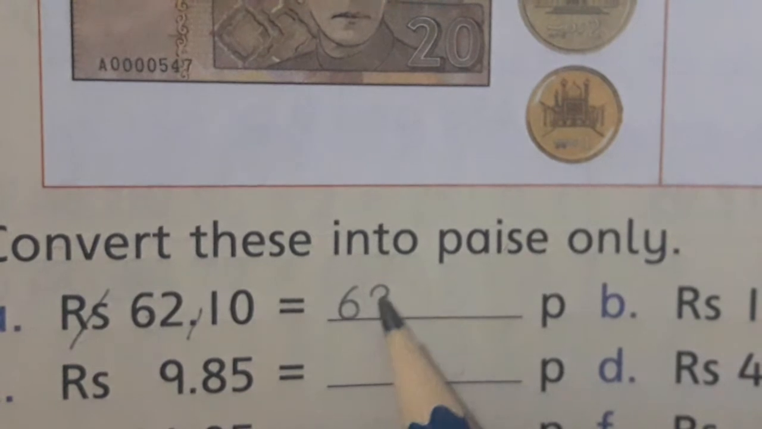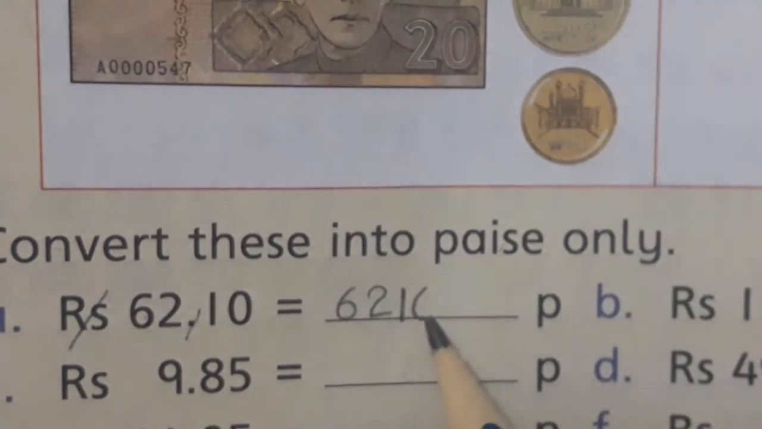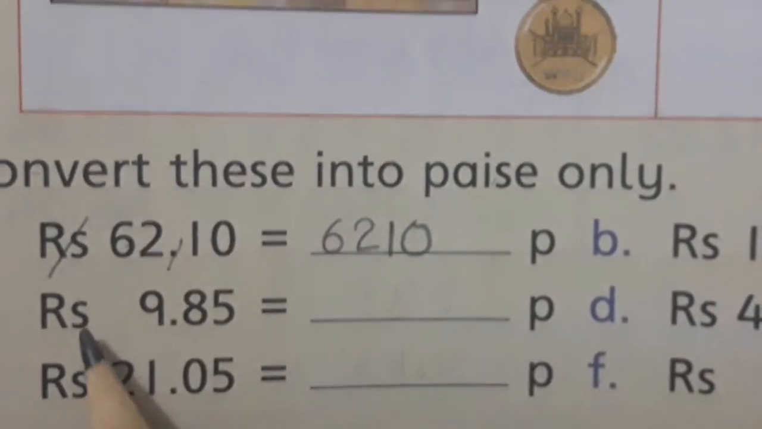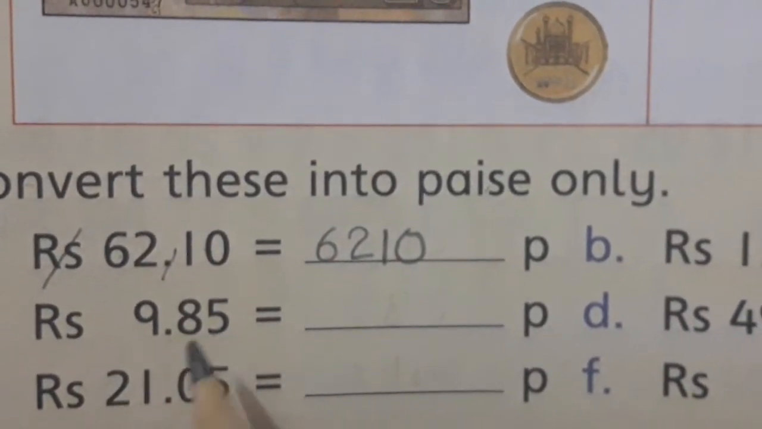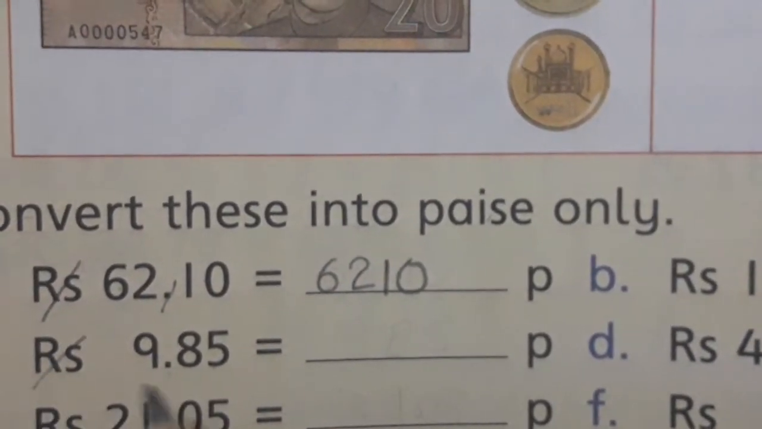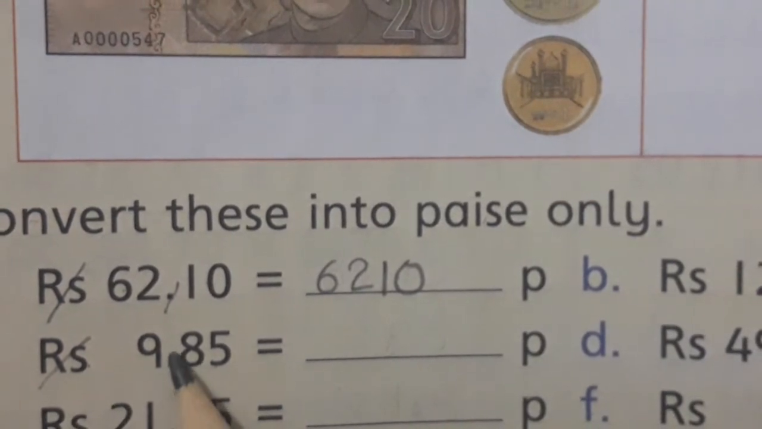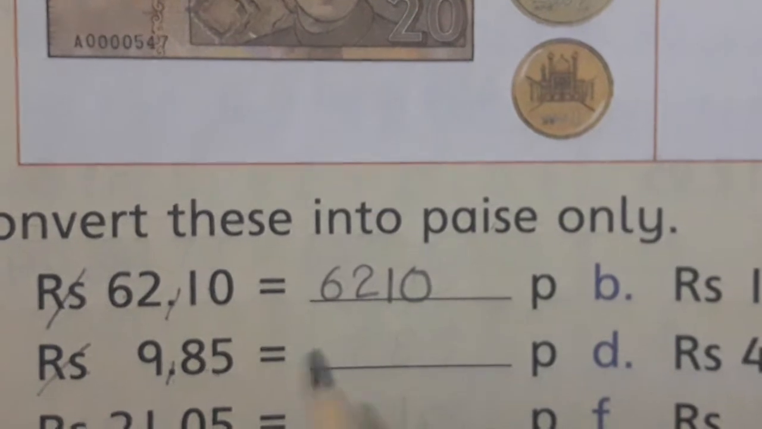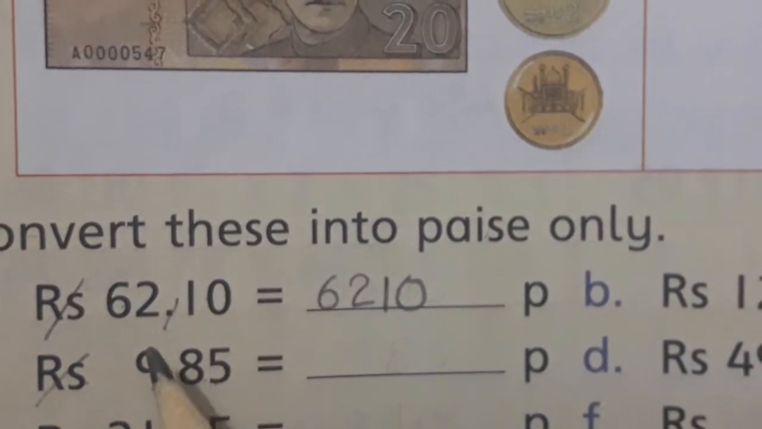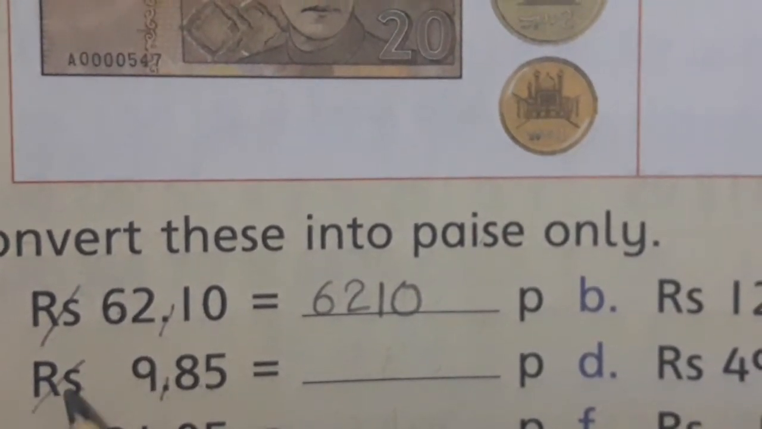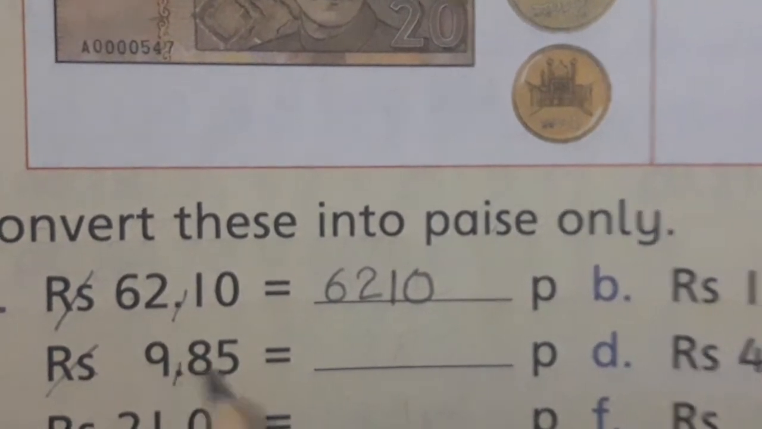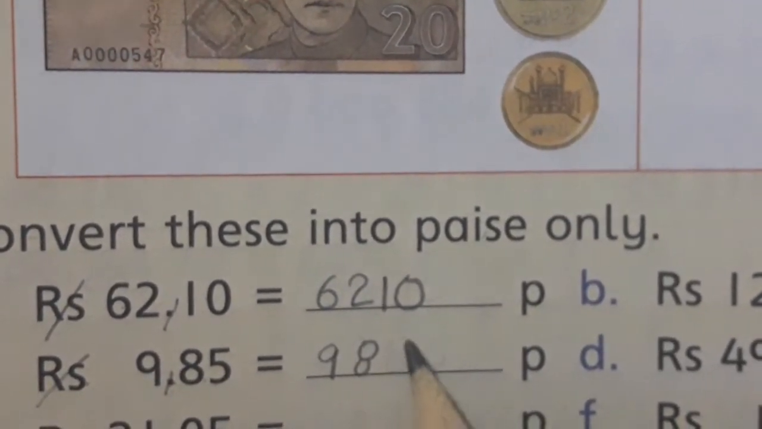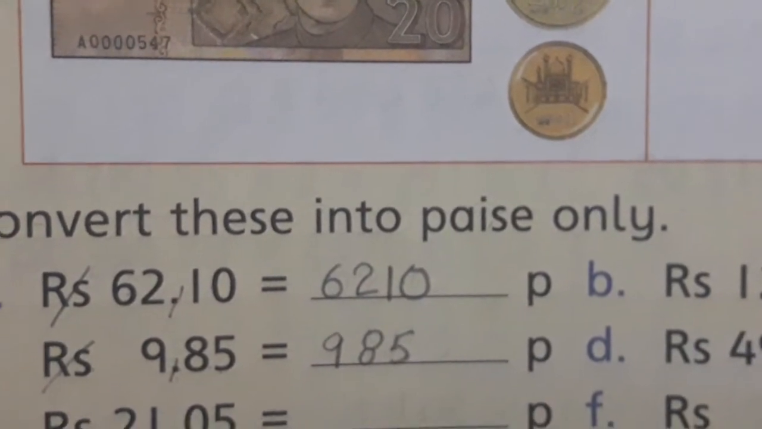Okay, in this way, rupees 9.85. Again we will remove the rs and point, so we will just write the number. When we convert rupees into paise, we will remove rupees and point and just write the number. Simply write the number 985.